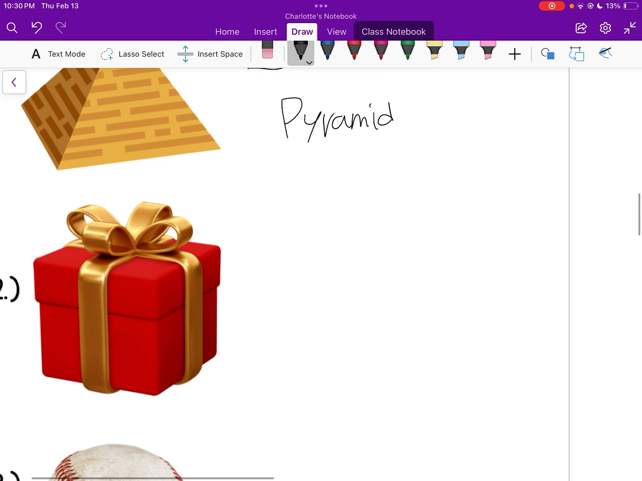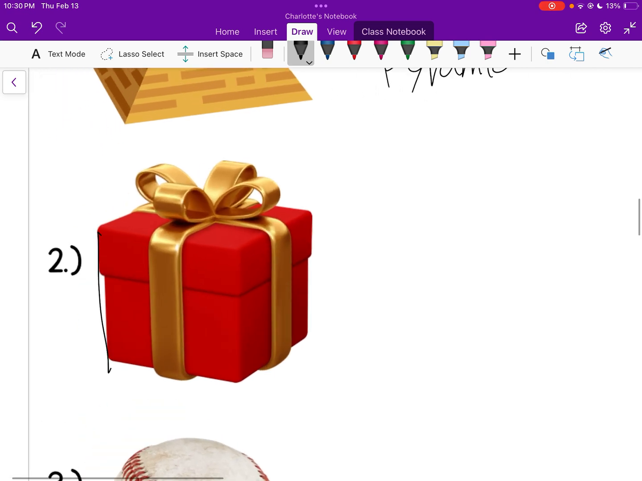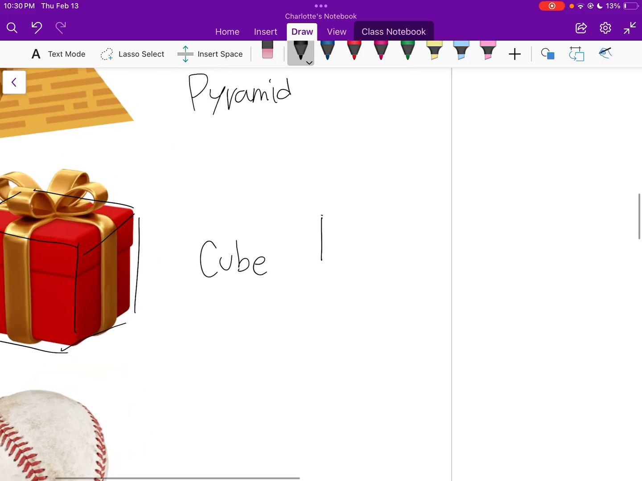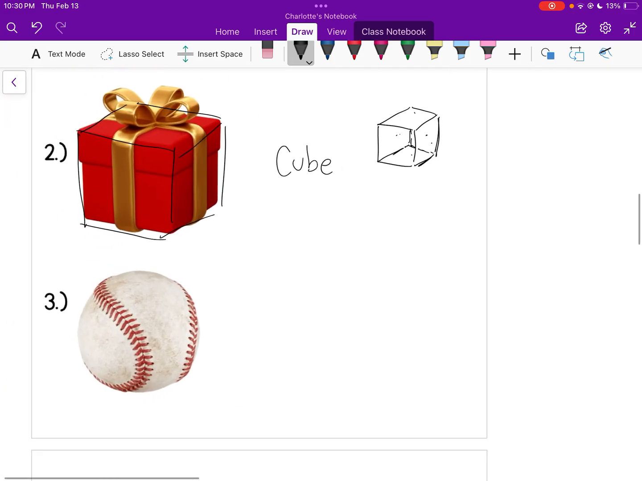Number two is square on the one side. It's like this right now. This is called cube. Cube has 6 sides of squares like this. It's like 1, 2, 3, 4, 5, 6. So yeah, this is cube.